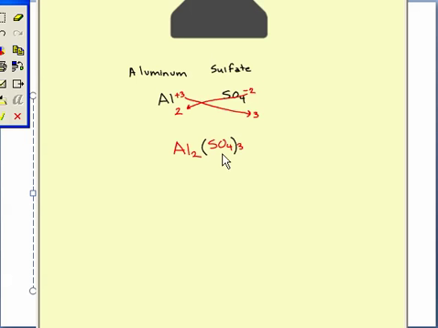Now let's check our charges to make sure that they cancel out. With my aluminums, I have 2. Each aluminum always has a charge of +3, so I have a total of +6. With my sulfate, I have 3 of them. Each sulfate has a charge of -2, so I have a total of -6. These charges cancel out, so my formula is correct.